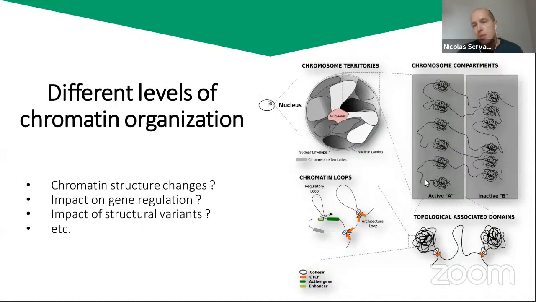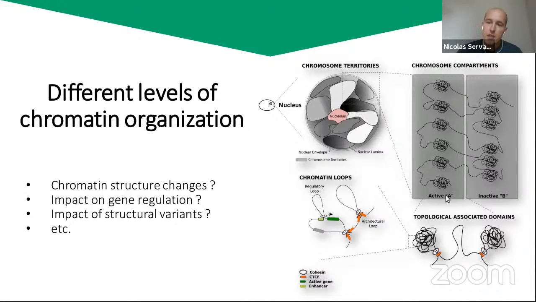Then if you zoom in at the level of a chromosome, a couple of years ago it was described that you have broadly two main types of chromosome compartments. On one side you have the chromatin which is active, open, with transcription and regulation. On the other side, you have the chromatin which is inactive, much more compacted, for instance enriched in repressive histone marks. There are other subtypes of chromatin compartment, but for today we will just focus on A and B, active and inactive.